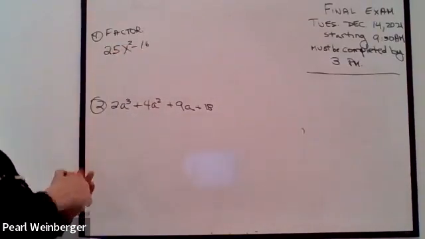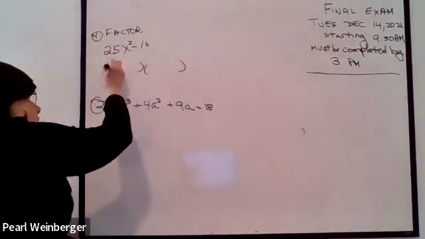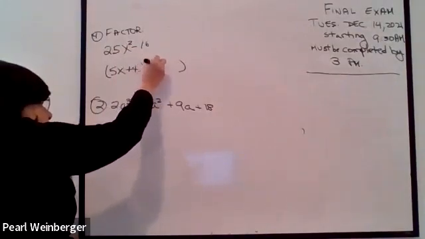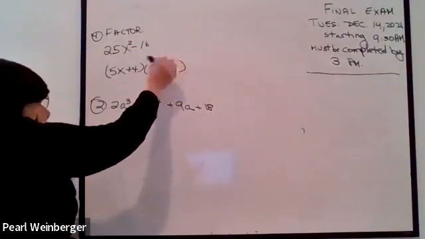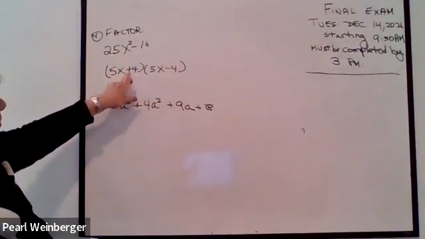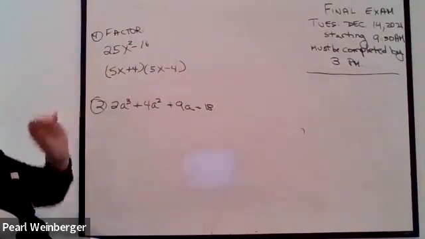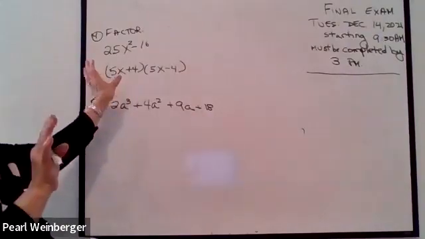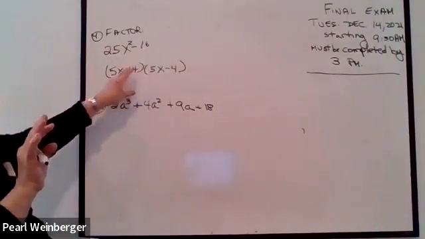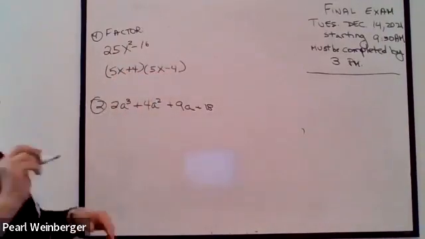So therefore, we can factor this into two parentheses, 5x plus 4 and 5x minus 4. You just have to see the pattern. Again, it wouldn't be different if the minus would have been here and the plus here, but there has to be one with a plus and one with a minus. They are what are called conjugate binomials. They look exactly the same except for the signs in between them.